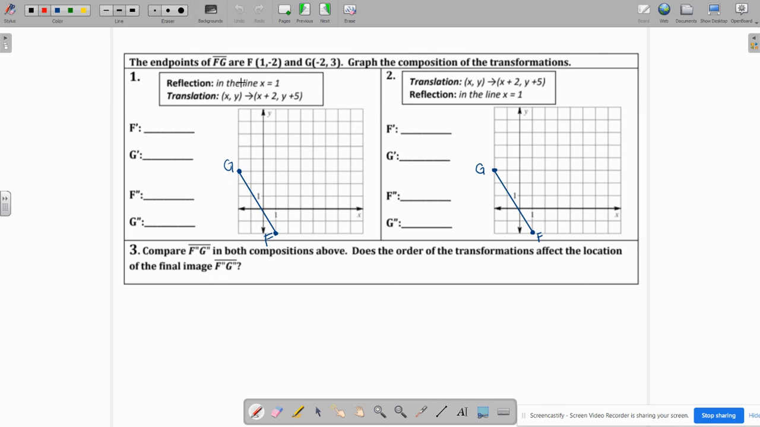Because here I'm reflecting over the line x equals 1 and then performing the translation with the coordinate rule x plus 2, y plus 5. Over here, I have them flipped. So we just want to determine if that matters that we flipped them.